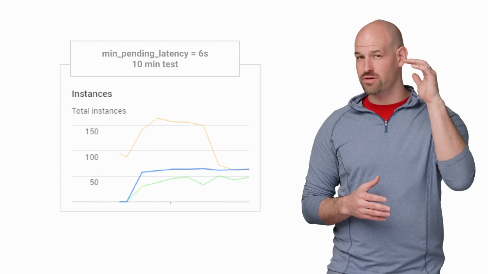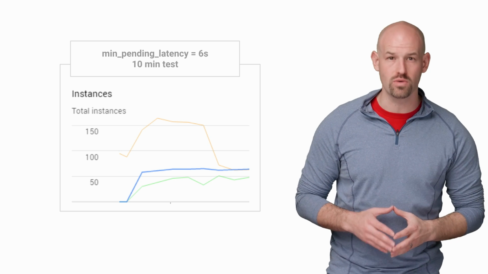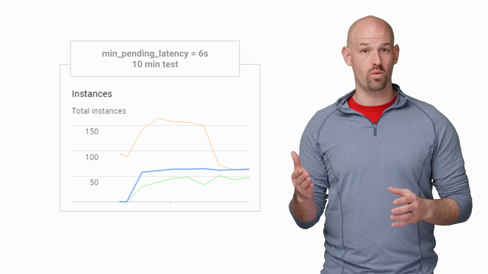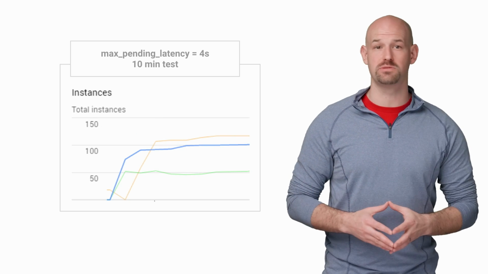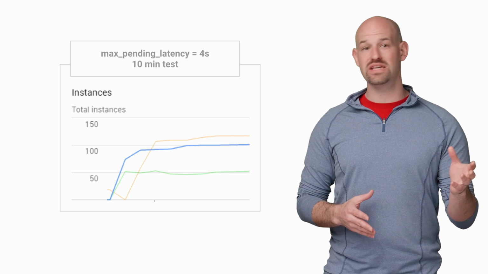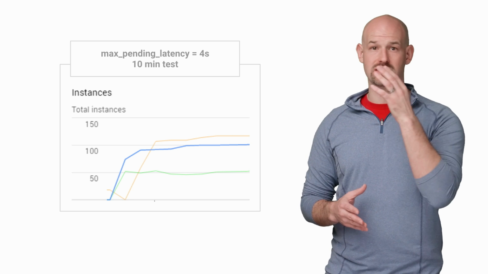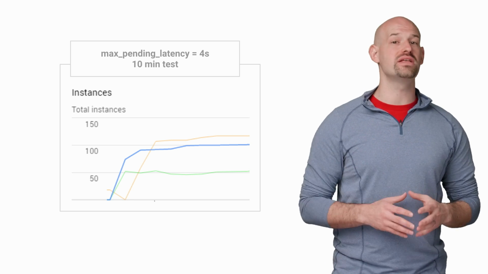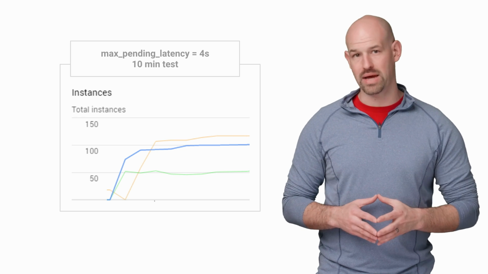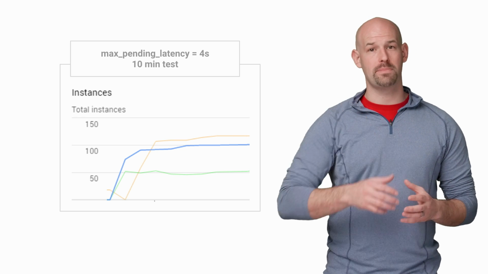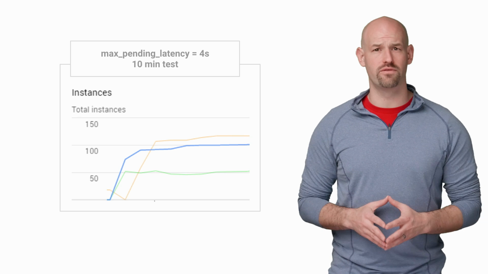The higher the min pending latency value, the longer a request will wait in the queue before triggering a new instance to be spawned. Changing this from our default value of 30 milliseconds to 6 seconds, we can see that the number of instances generally drop compared to our base use case. It looks like we're topping out at about 65 instances or so for this test.